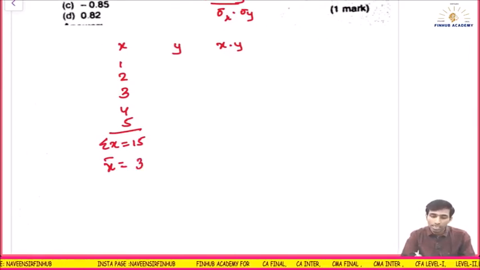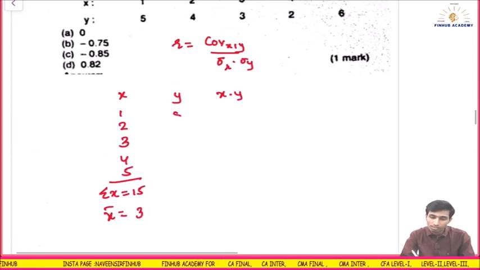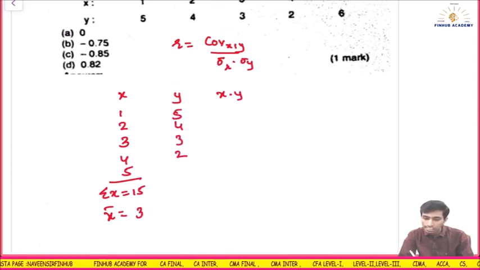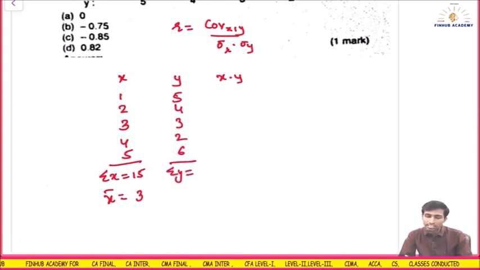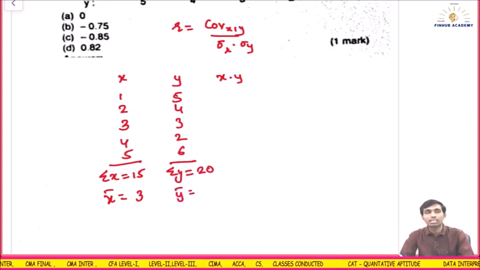And here y is 5, 4, 3, 2, 6. So the total, summation y, is 9, 12, 13, 14, 20. I think it's 20. So summation y is 20, divided by 5, the number of data. So the answer is 4. Mean is 4.